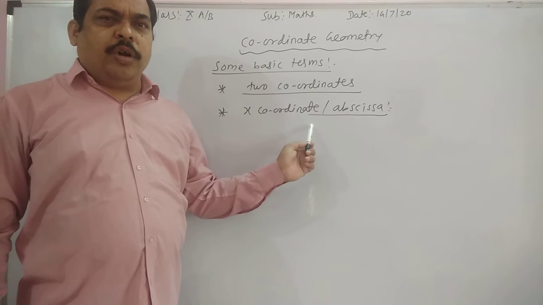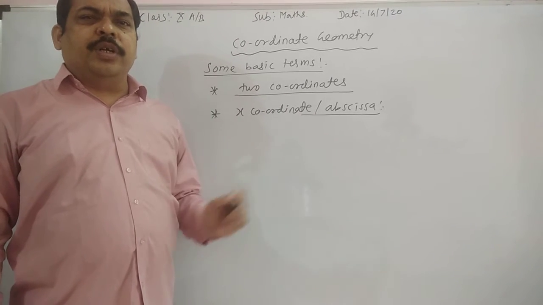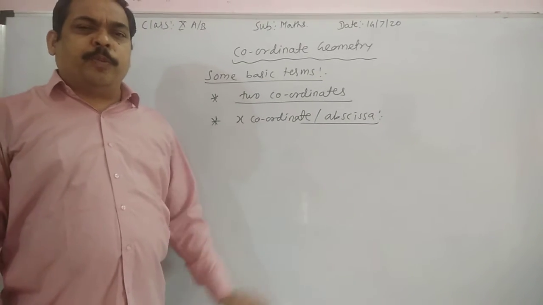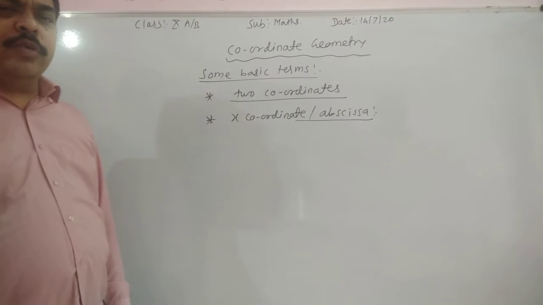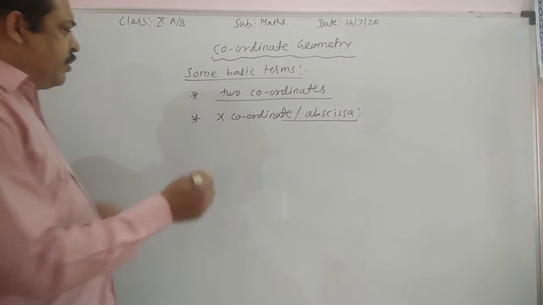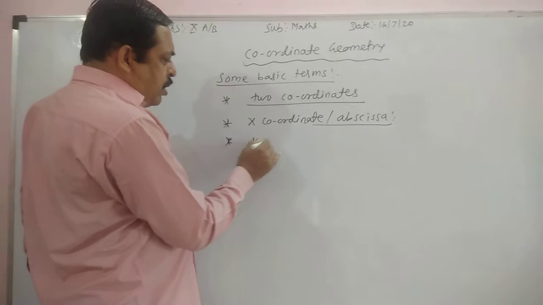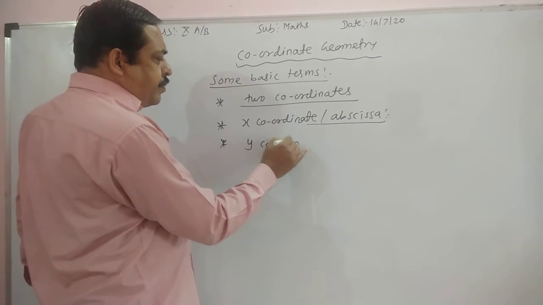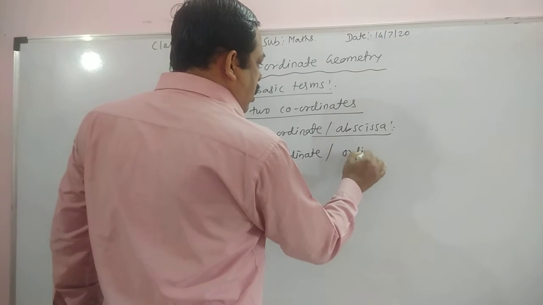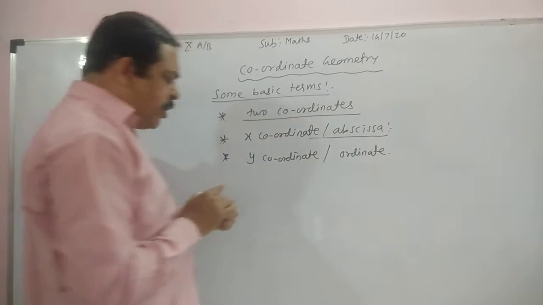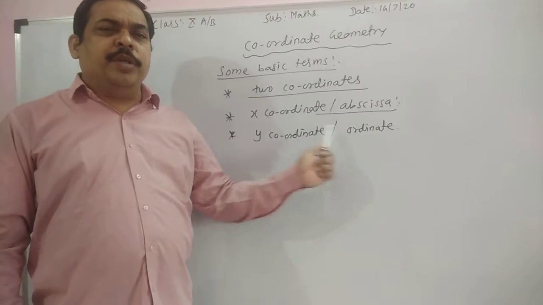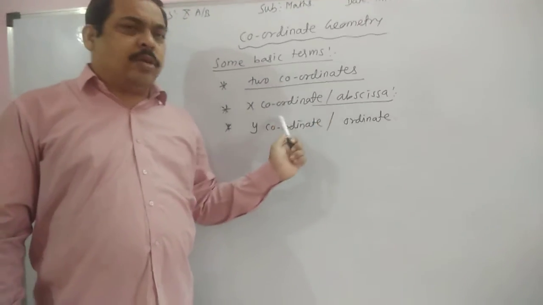What is meant by x coordinate? X coordinate means the distance of the point from the y-axis is called x coordinate of that point. Second, y coordinate. That is also called as ordinate. Y coordinate or simply ordinate. Ordinate means y coordinate and abscissa means x coordinate.